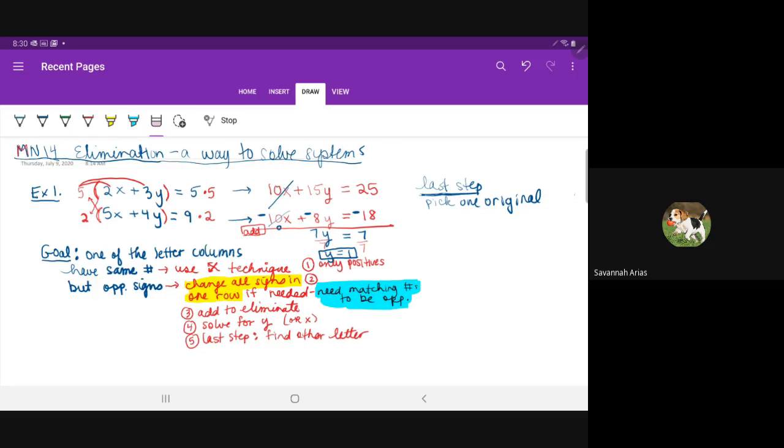Let me write that better so you guys can see it. So pick one of the original equations. It doesn't matter which one, so I'm going to just pick the top one. You're going to take this number right here. So I just highlighted it. And you're going to put it in the place of that letter right here.